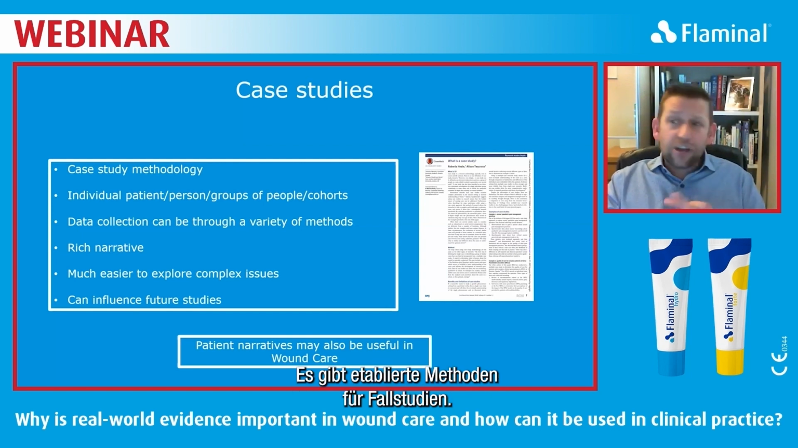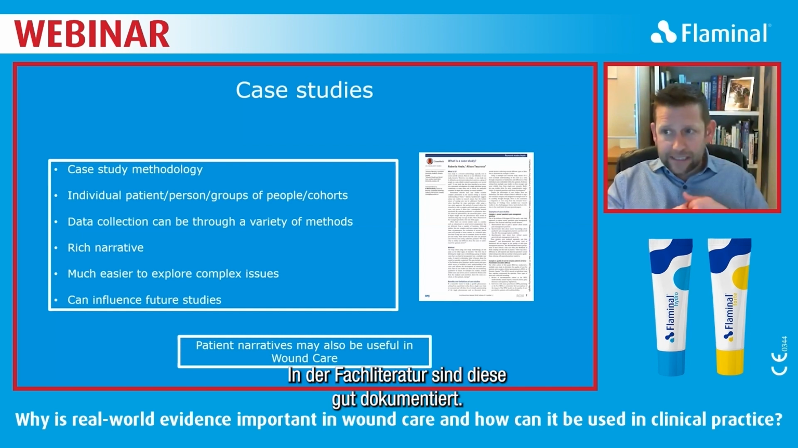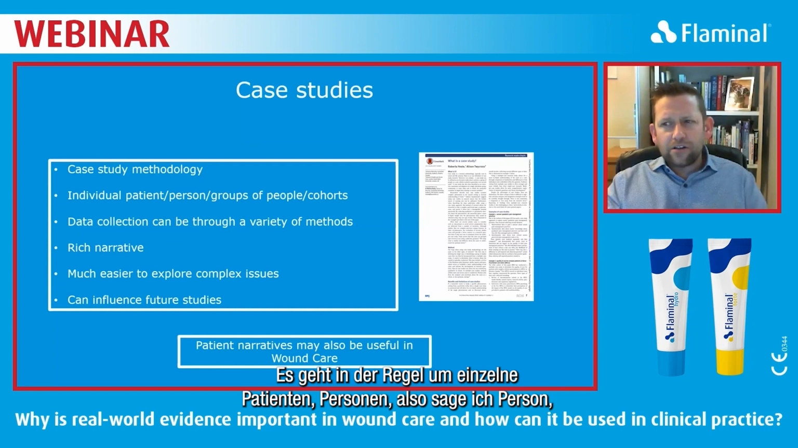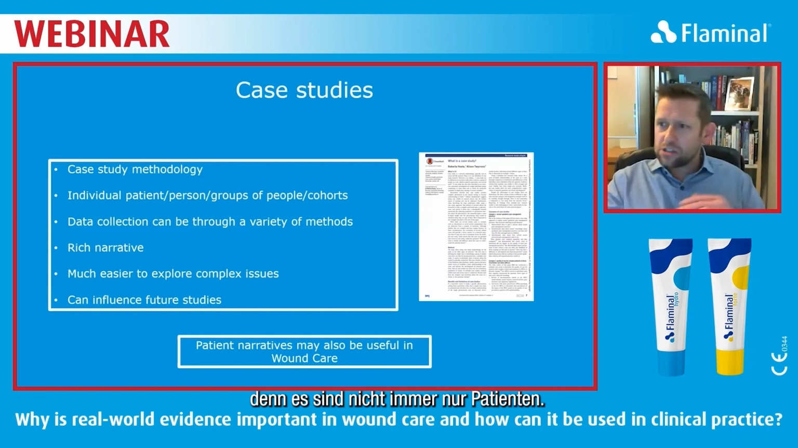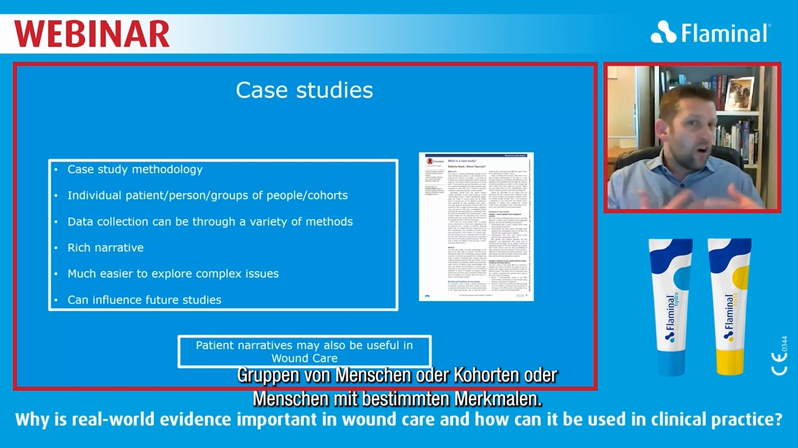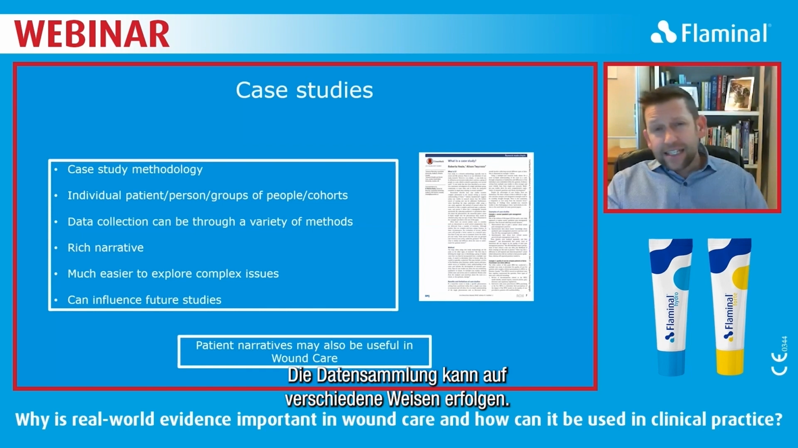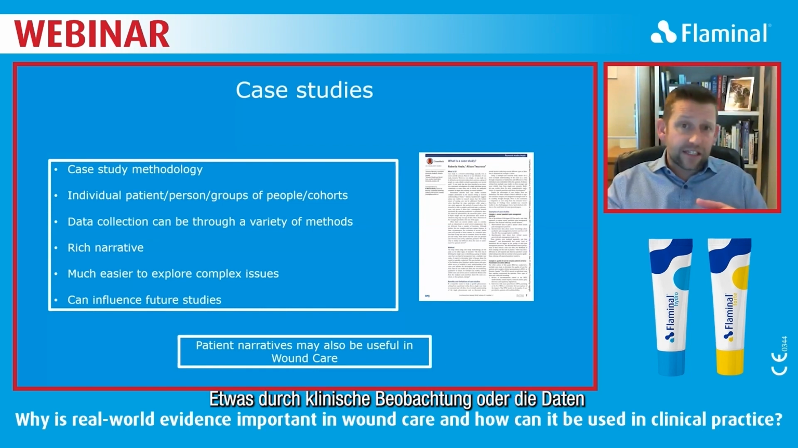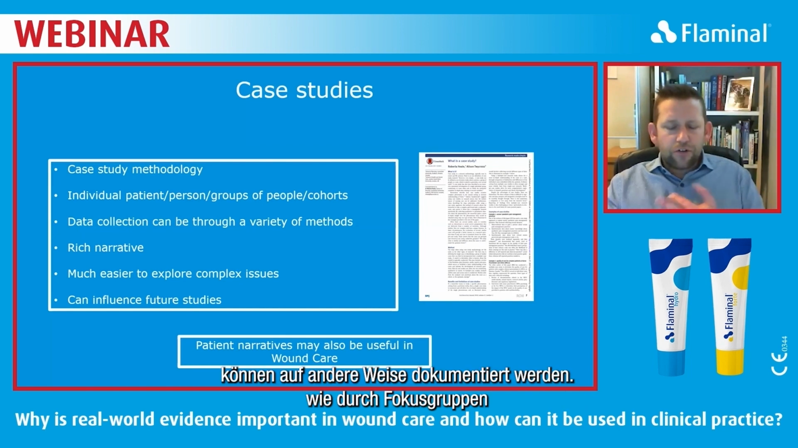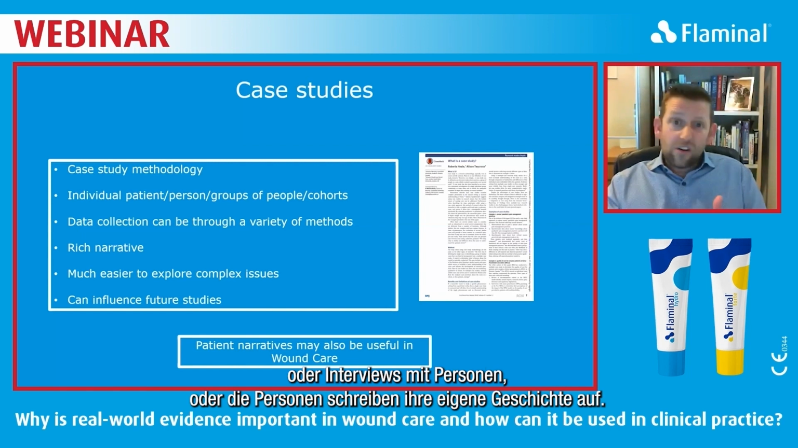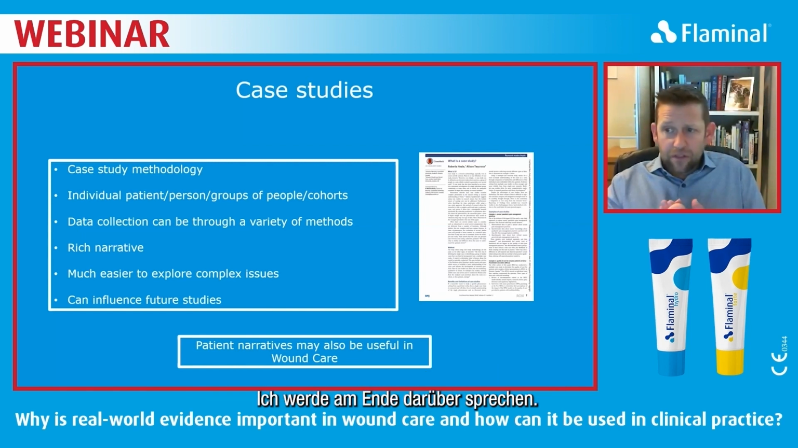So case study is a used methodology, and case study methodology does exist and is documented within the texts. It usually focuses around individual patients, a person, so I'm saying person because not always patients, remember, groups of people or cohorts of people with specific characteristics. That data collection can be through a variety of methods. It can be through clinician observation. It can be through things such as focus groups, interviews with those individuals, or them getting to write their narrative, and I'll talk about that at the end.